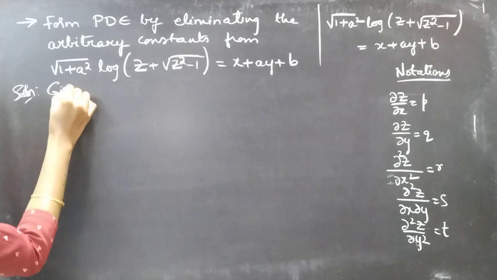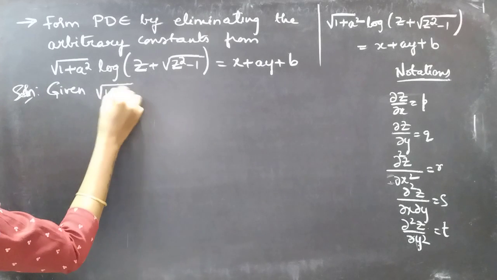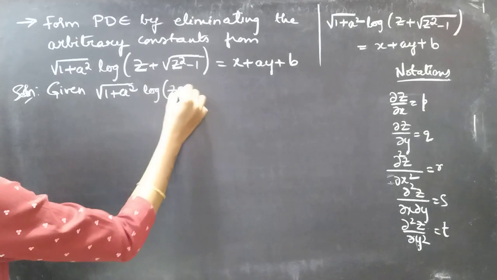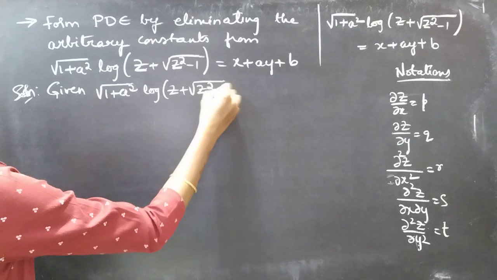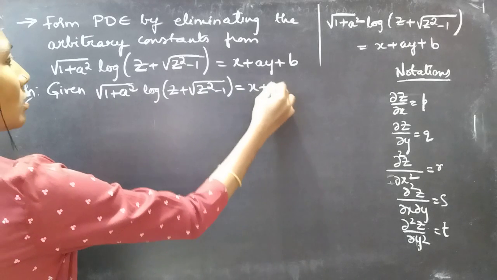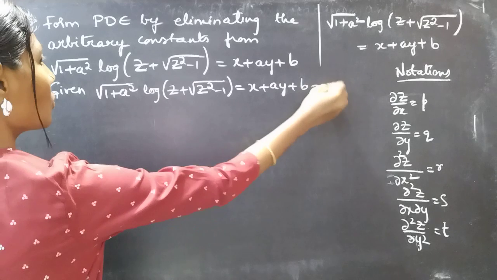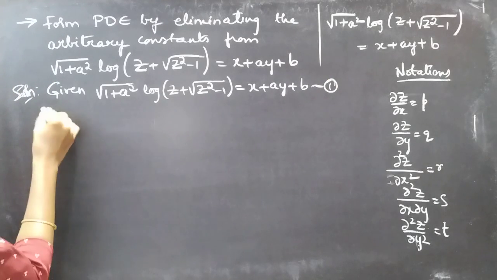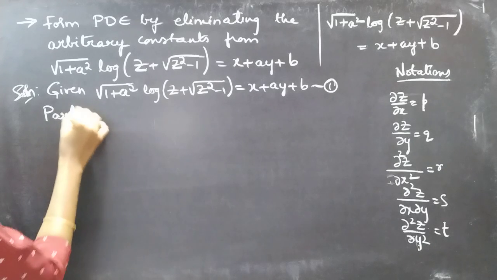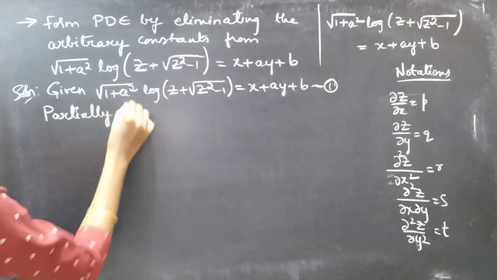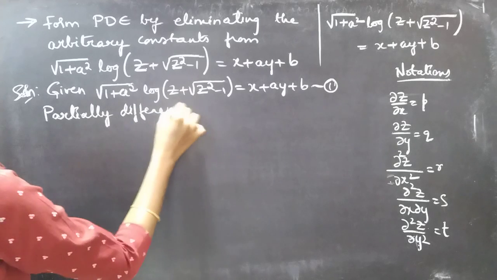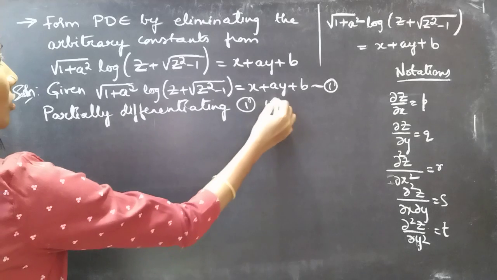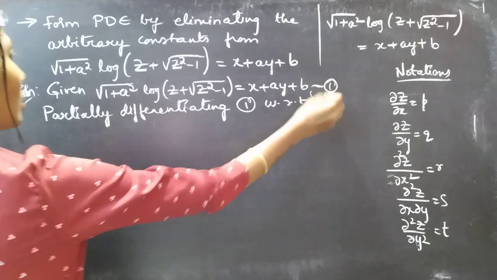Given square root of 1 plus a square into log of z plus square root of z square minus 1 equal to x plus ay plus b. Consider it as equation number 1. Now let's partially differentiate 1 with respect to x.